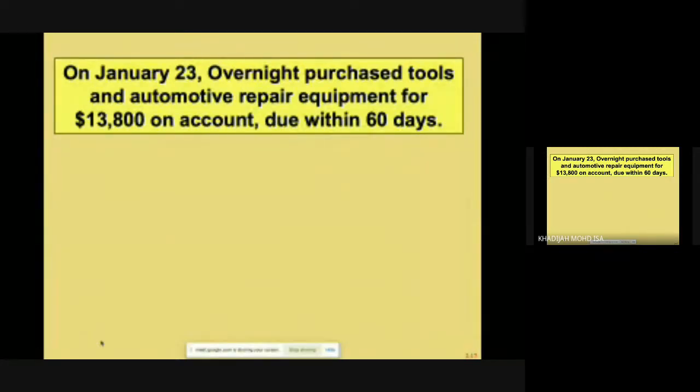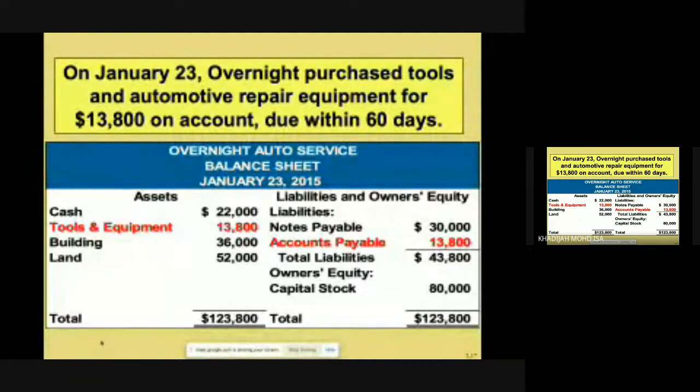So when it's on account, it means that you're going to have to pay in the future. In other words, you create accounts payable. Because of that, you have tools and equipment, which is an asset that costs you 13,800. And these 13,800 are financed by your accounts payable. So that's how, on this side, you have additional assets increased by 13,800.